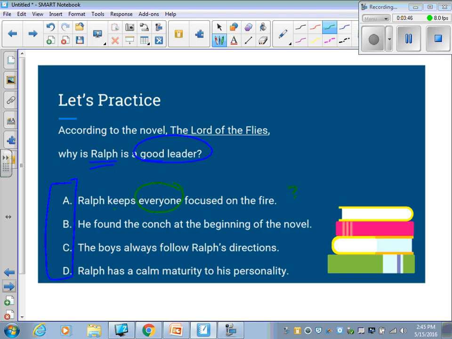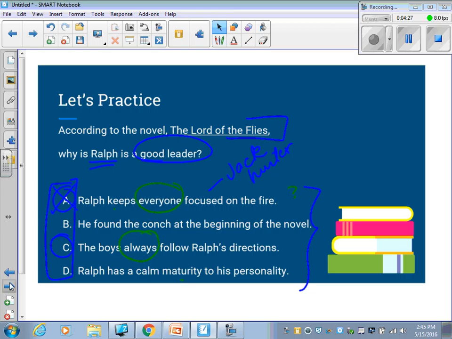He found the conch at the beginning of the novel. The boys always, there's your absolute, follow Ralph's directions, and Ralph has a calm maturity to his personality. So here are your 4 answer choices that we get to look at. So let's be careful and look at these A and C first to see if they answer the question. According to the novel, The Lord of the Flies, why is Ralph a good leader? A, does Ralph keep everyone focused on the fire? Well, we have proof that he doesn't. We have a big issue with Jack and the hunters, and he does not keep them focused on the fire. So I'm going to eliminate that answer choice.